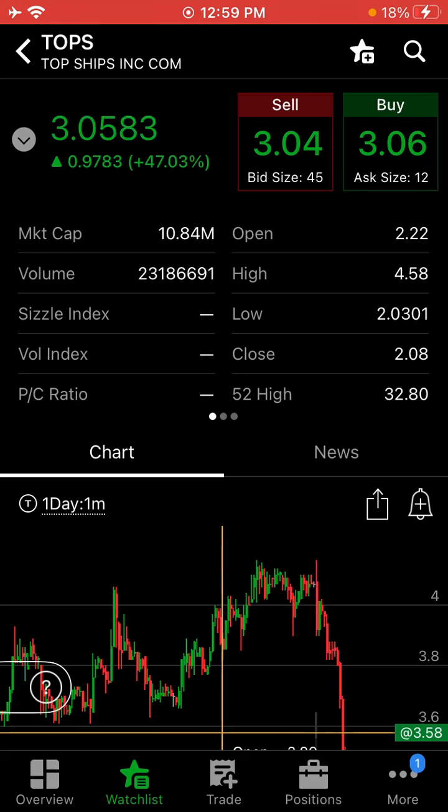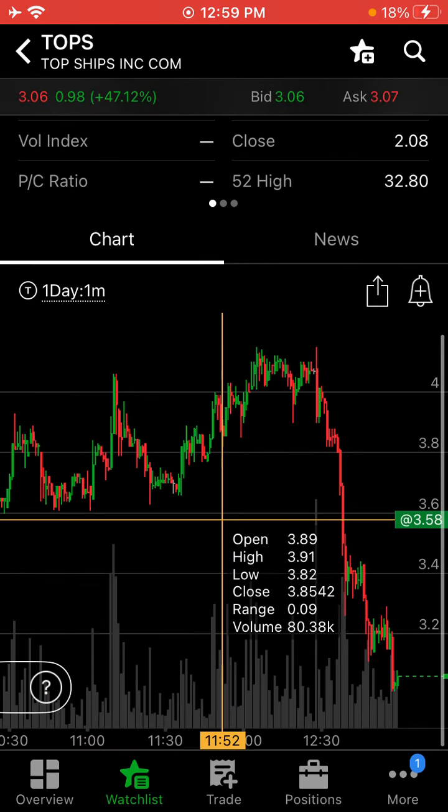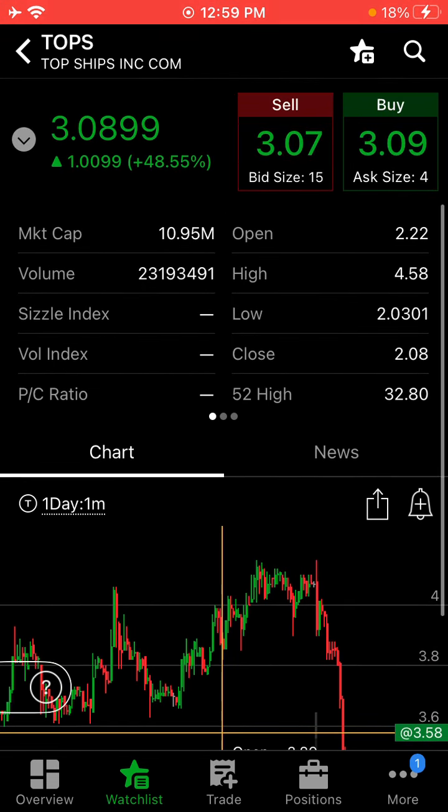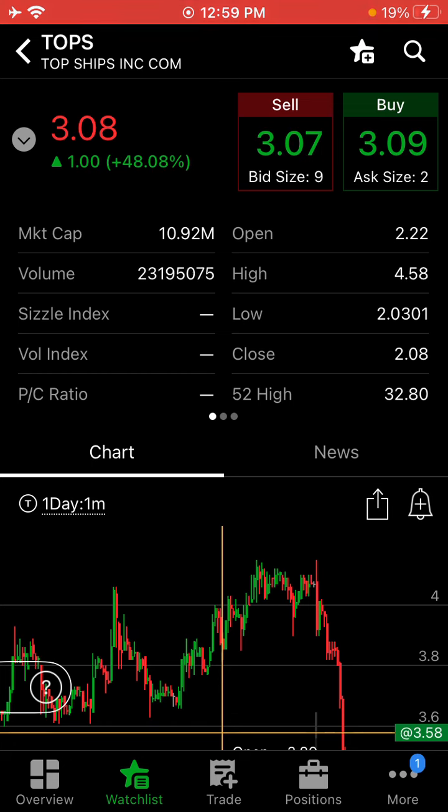So right now the market is about to close. We can see what price TOPS will close at. It went down after it was up almost 100%. Okay, so if you recall in the last video, the market cap equals the shares outstanding times the current price. Okay, so right now it looks like the closing price is 3.02.